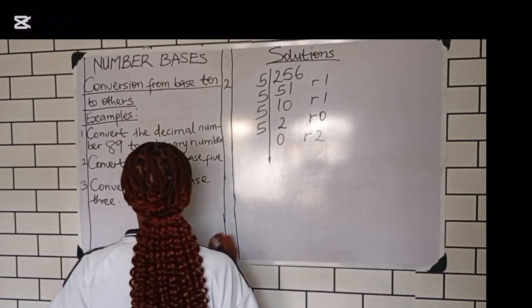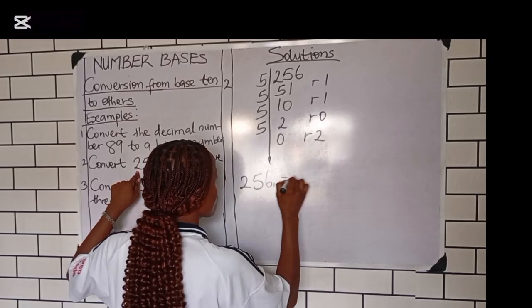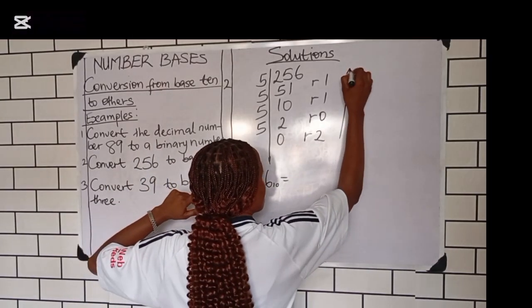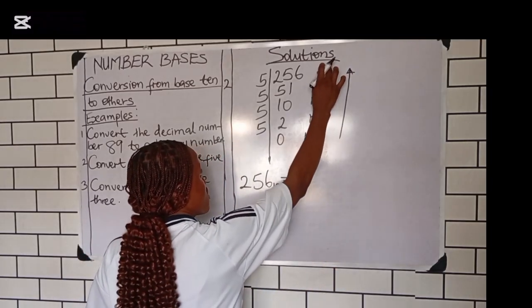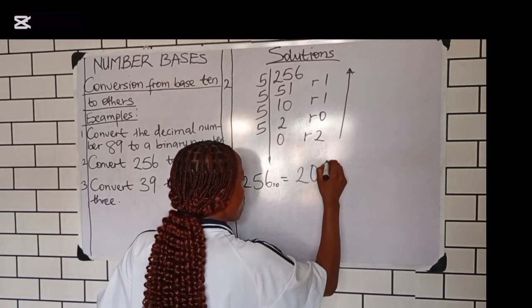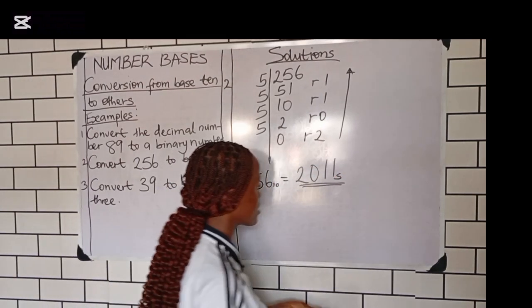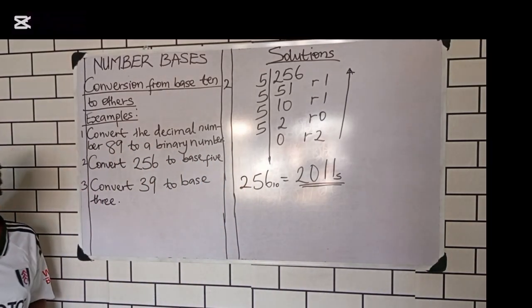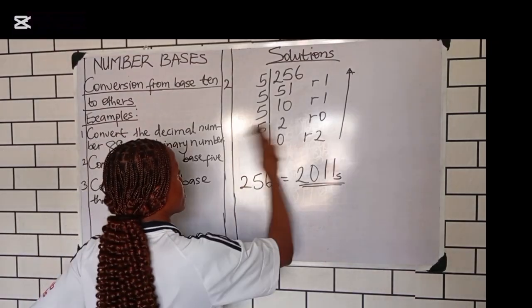Now, this 256 in base 10 will be equal to, remember your arrow, you start picking from the last digit to the top. You have 2011 in base 5. This is our final answer for question number 2. Now question number 3.